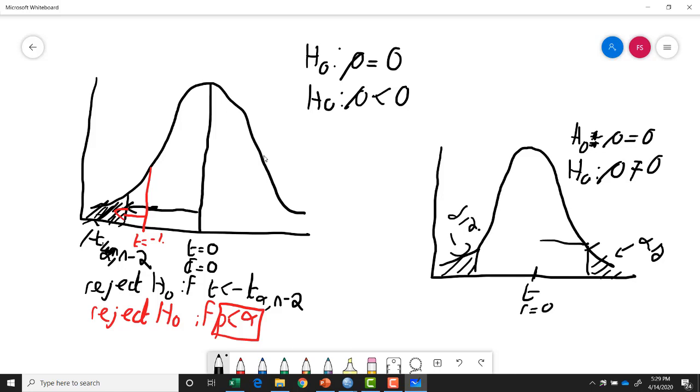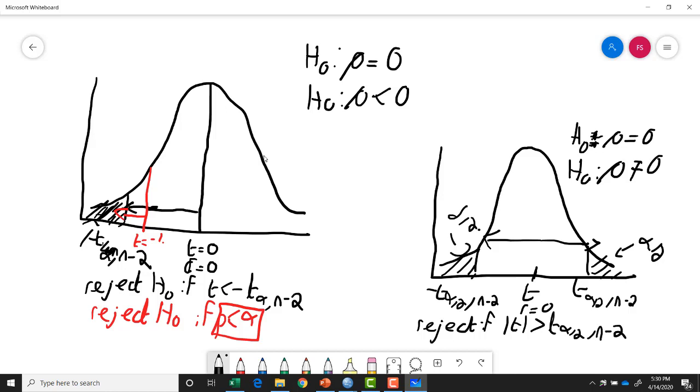So if we go this way and hit the boundary, if we have too big a T, we reject. And if we have too small a T, we reject. And so this would be T alpha over 2, and again, with n minus 2 degrees of freedom, which we don't have to worry about for this class, and minus T alpha over 2. And we're going to reject if the absolute value of T is greater than T alpha over 2 with n minus 2 degrees of freedom.